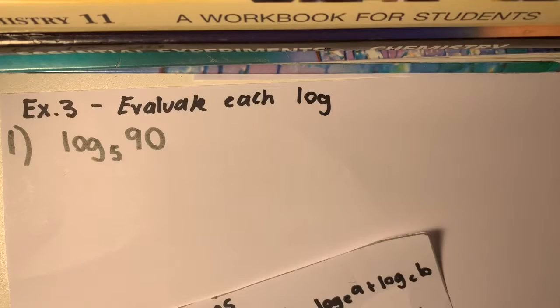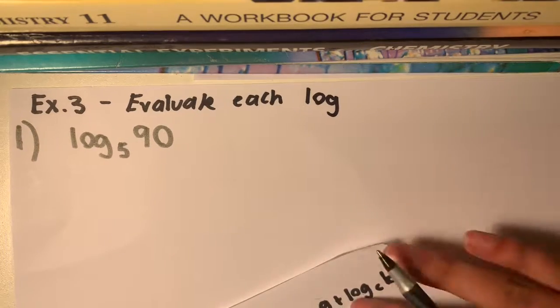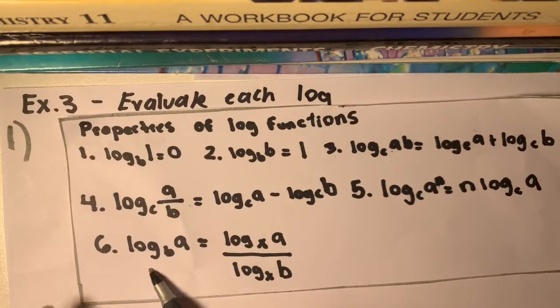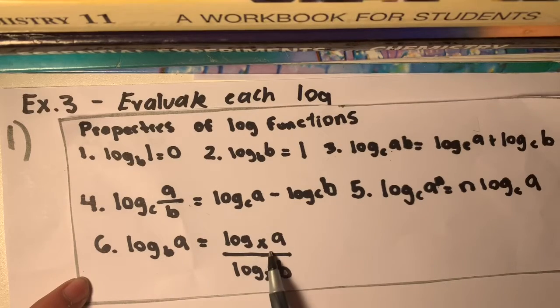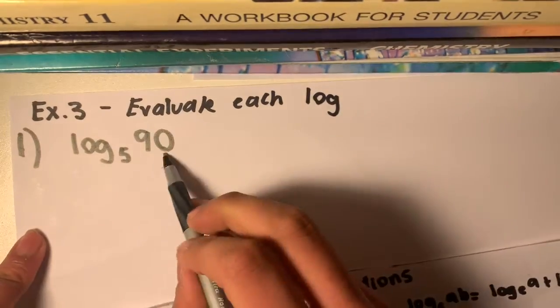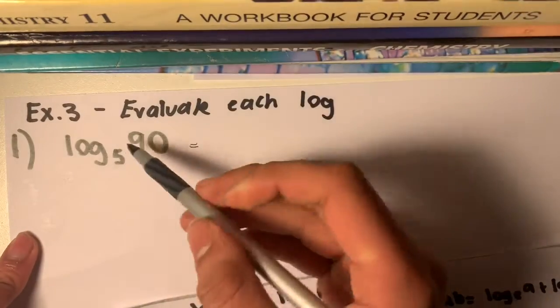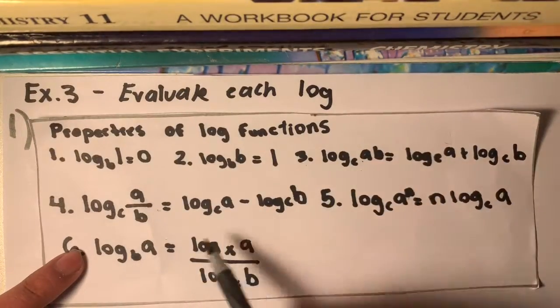For example number 3, I'm going to be evaluating each log, and in this case I'm going to need a calculator, and it's mostly going to be a decimal number, rounded to the 4th decimal point. In this one I'm going to be using rule number 6, the change of base rule. The base, which is b over here, and the a is going to be transferred over there. So log base 5 of 90 is going to equal: the b is going to go at the bottom, and the a is going to go at the top.